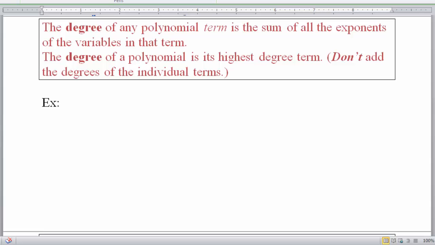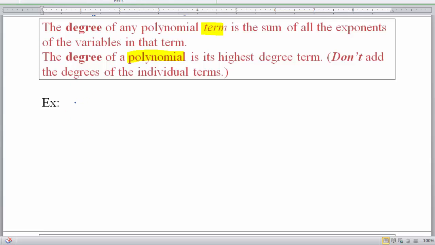So we looked at the basics of polynomials and the fact that they had to have natural number exponents, and we talked about monomials, binomials, and trinomials. Now we're going to get into the degree of polynomials. And there's a distinction that has to be made first between discussing the degree of a term and the degree of an entire polynomial.